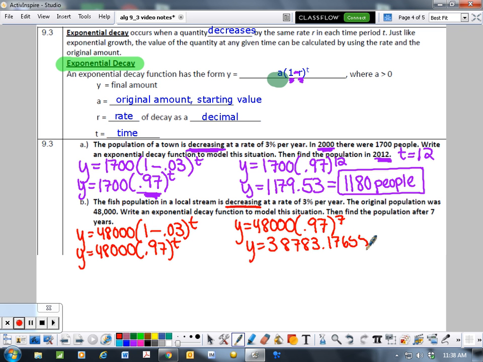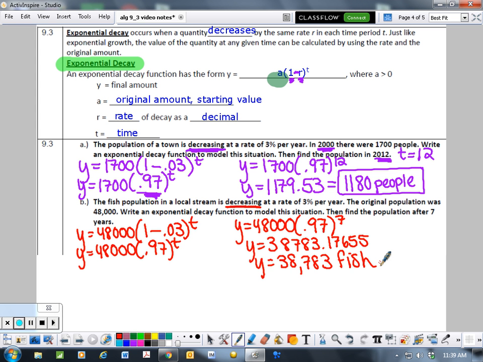38,783.17655. And again, we're talking about items, so it really doesn't make sense if we have decimals. So let's go ahead and round appropriately. So about 38,783 fish. And that's it.